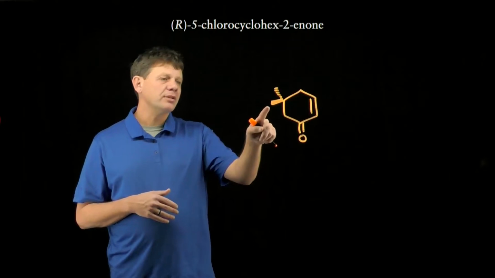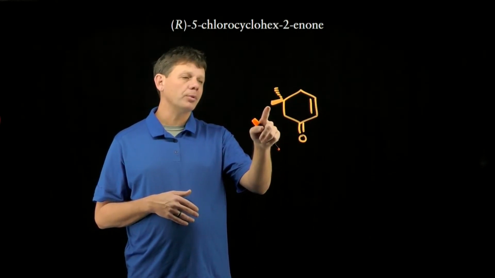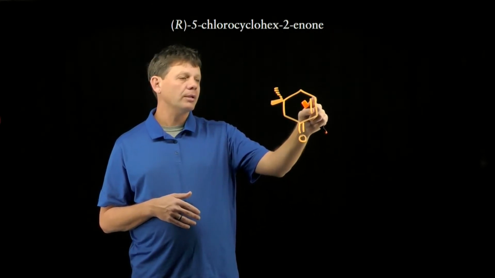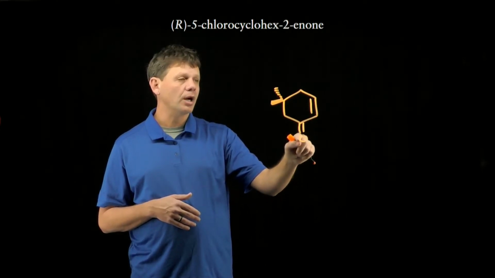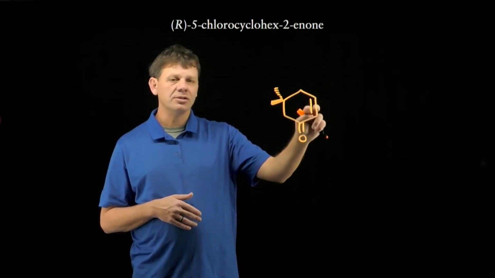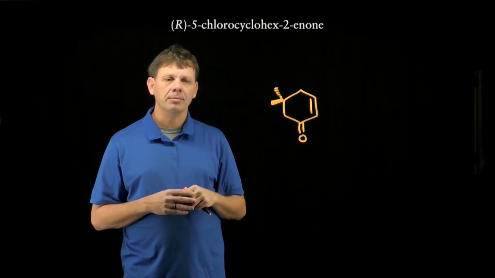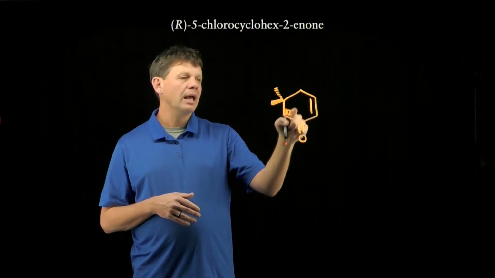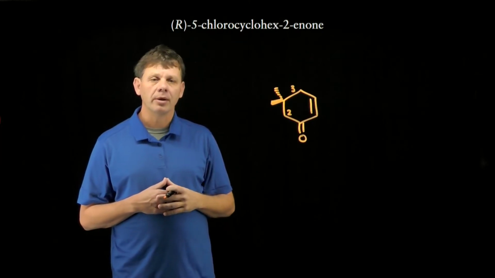Well, let's imagine that the chlorine is coming forward. If it's coming forward, then when we do the priorities, it's going to be carbon versus carbon, those are tied. Carbon versus carbon, those are tied. This carbon is attached to 2 oxygens. This carbon is attached to 2 carbons. We're saying 2 oxygens and 2 carbons because of the phantom bonds. So we know that this will be priority 2, and this side will be priority 3. The chlorine will be priority 1.